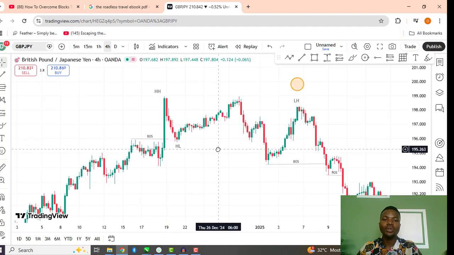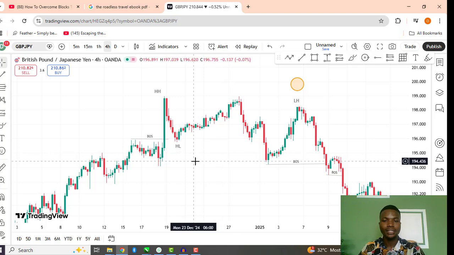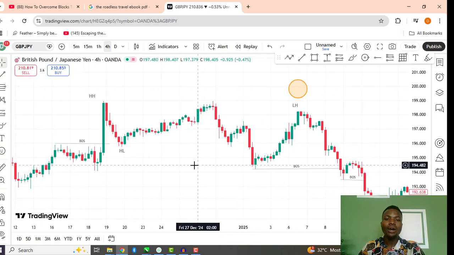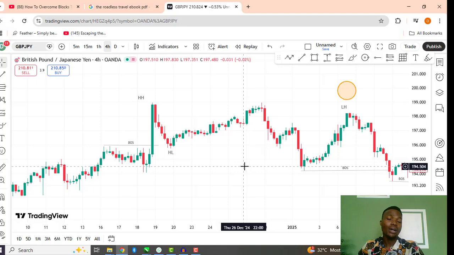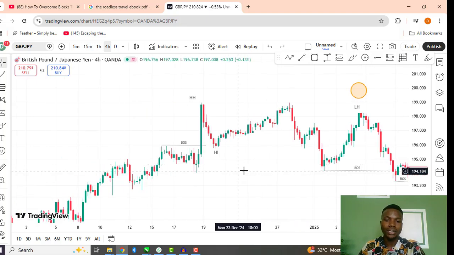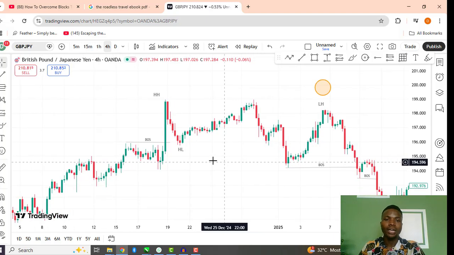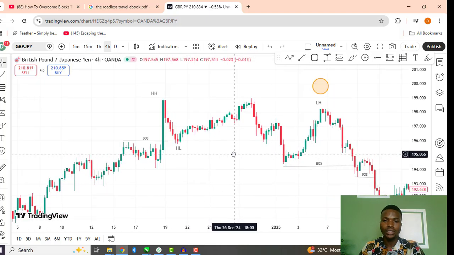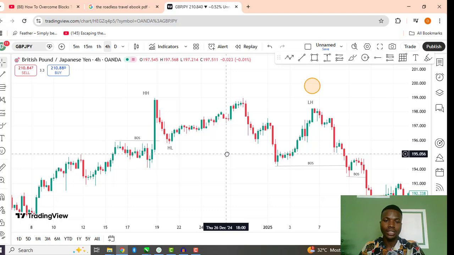Alright, since we have marked out our higher highs and higher lows, how do we know what happened that causes price to move aggressively to the downside? Now, this is one thing that we need to actually consider a lot.